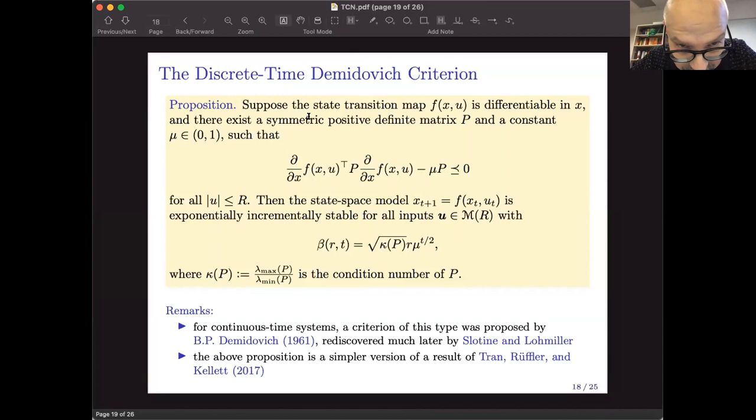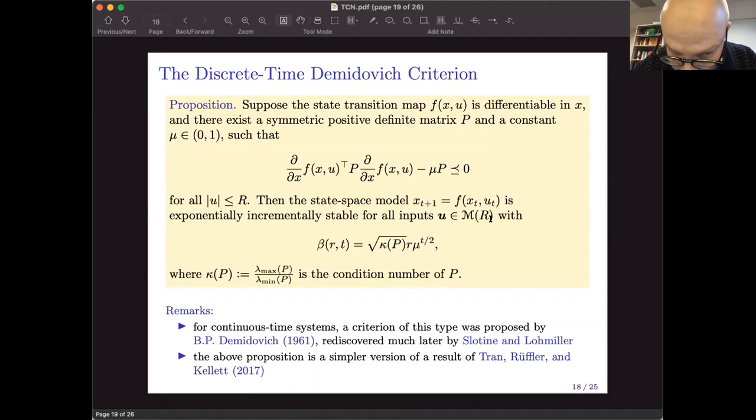In discrete time, he basically had this kind of condition. Suppose the state transition map F is differentiable in the state, and there exists a symmetric positive definite matrix P and some constant mu such that this holds. This is a matrix inequality involving the Jacobian of the state transition with respect to the state, multiplied by P. This matrix is negative semi-definite for all U's and for all the states, for all U's bounded. Then the state space model is exponentially incrementally stable for all inputs U, again uniformly bounded.